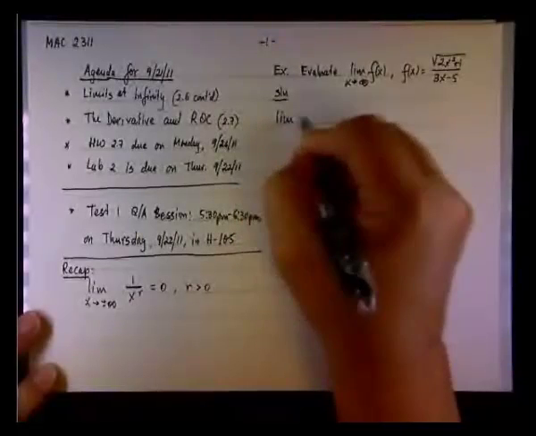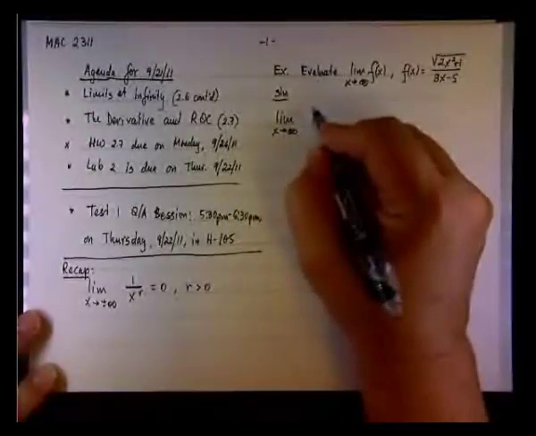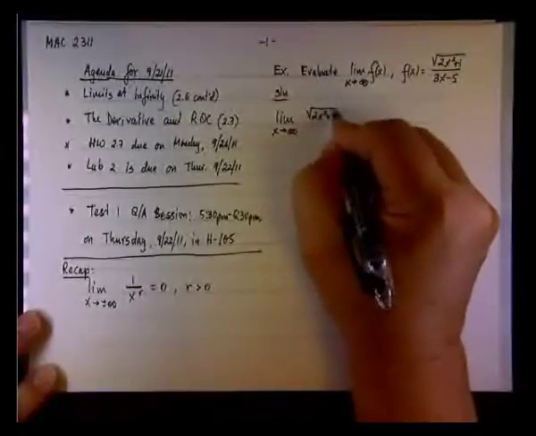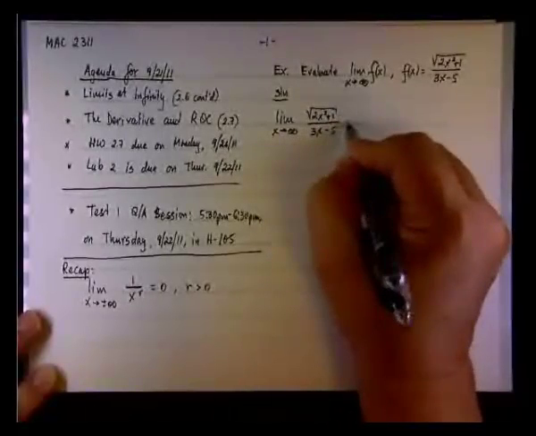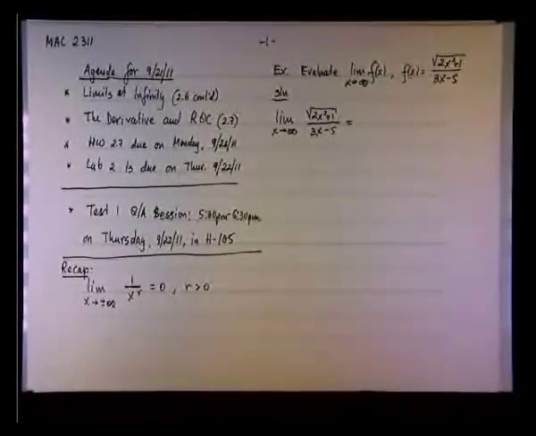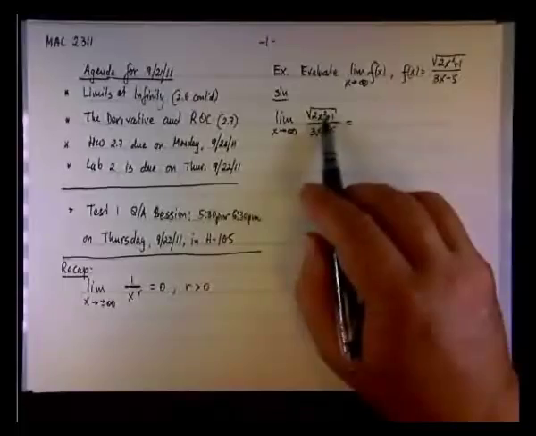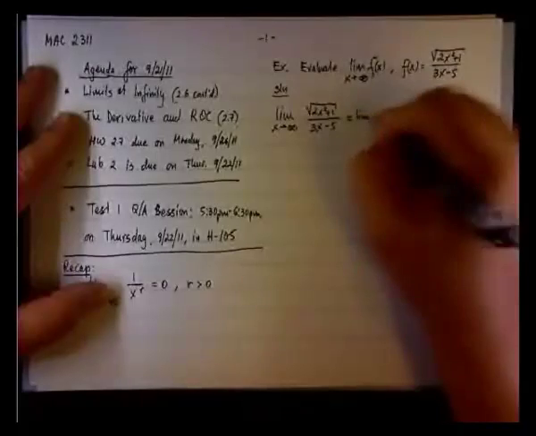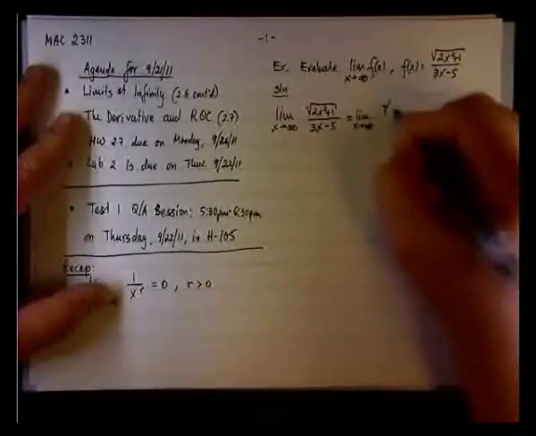The limit as x approaches infinity of the square root. Let's rewrite this problem. The square root of 2x squared plus 1 divided by 3x minus 5. So the first step is the following. I'm going to try to factor out x squared from the numerator. Okay, so I'll do it slowly. Sometimes I have a tendency to skip steps here, but I'll hold myself from doing so.